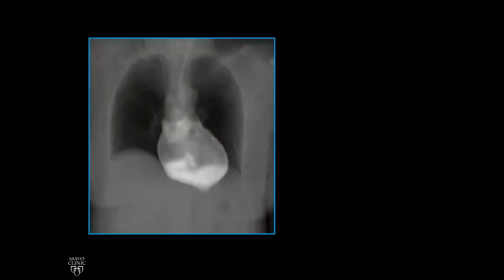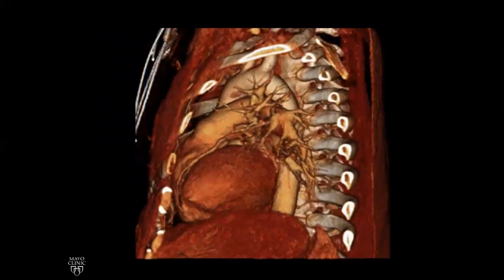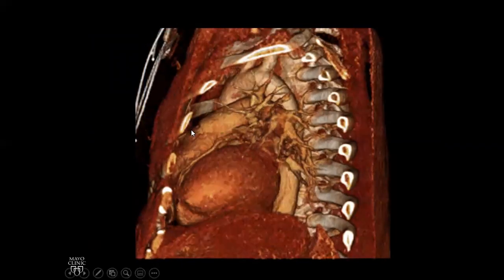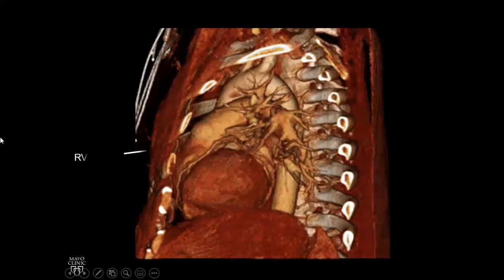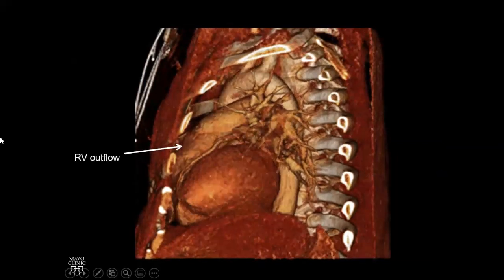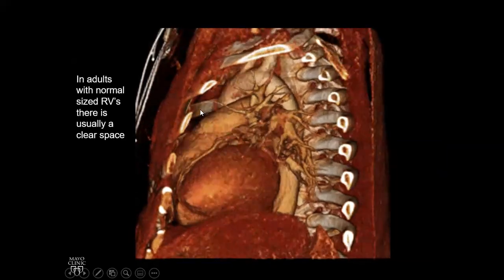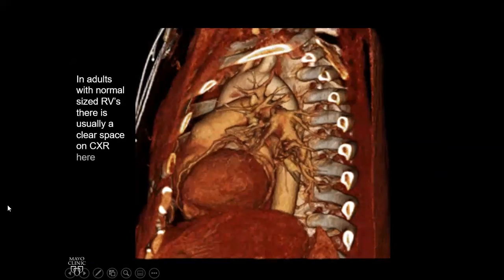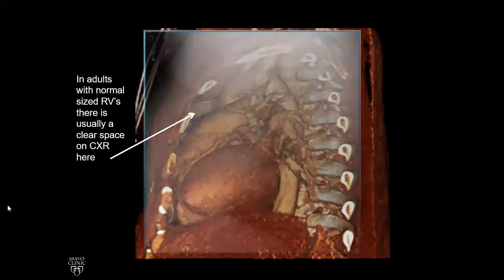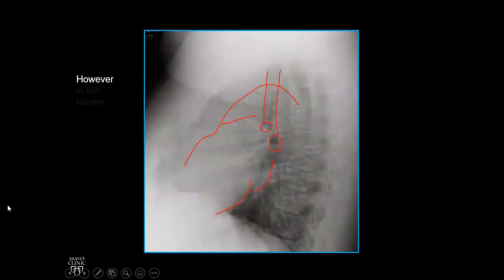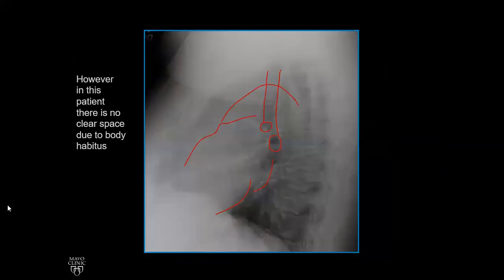and go back to our semi-frontal radiograph. Well, that's the pericardium. Next, RV outflow. So if we look for the RV outflow, you can see that the right ventricle sits the most anteriorly in most people. And it's right there. In adults with normal sized right ventricles, you usually get a clear space in here on the chest X-ray, about here, but not so much in this patient. This patient, there's no clear space because of body habitus.